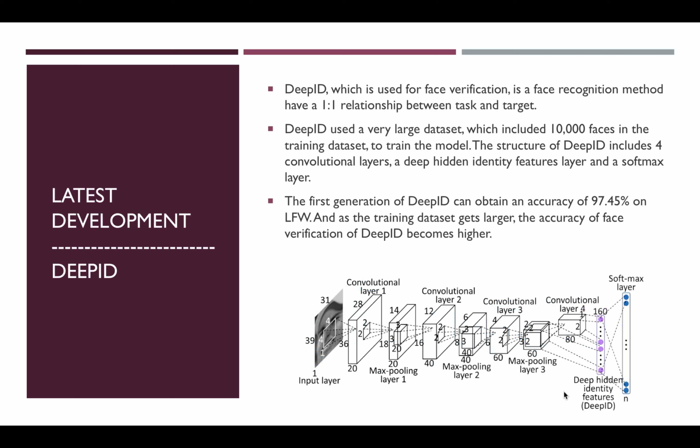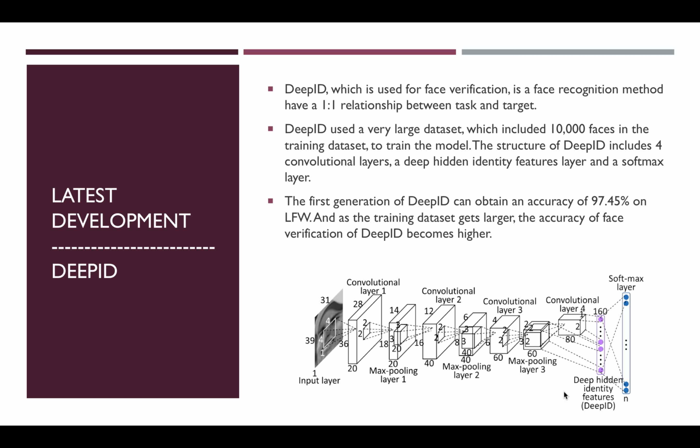Then I want to introduce a kind of latest development, which is DeepID. DeepID already has three generations, and here I introduce the first generation of DeepID. DeepID is a face recognition method which has a one-to-one relationship between the task and target, and it uses a very large dataset to train the model, which contains 10,000 faces in the training dataset.